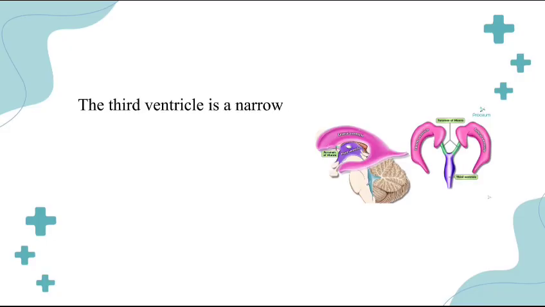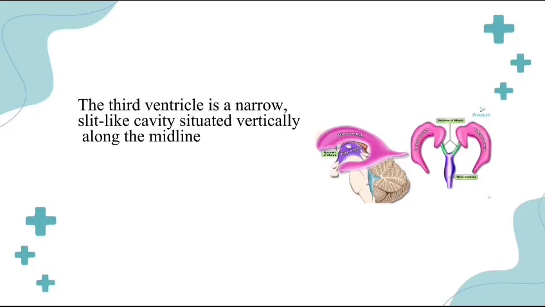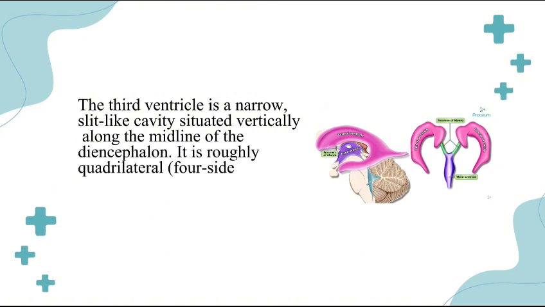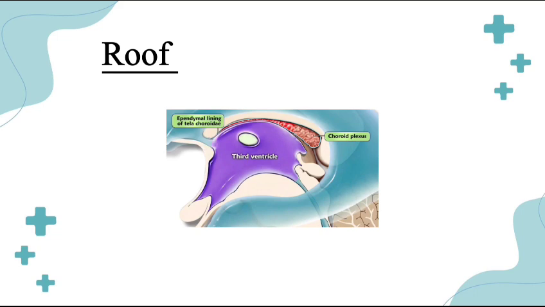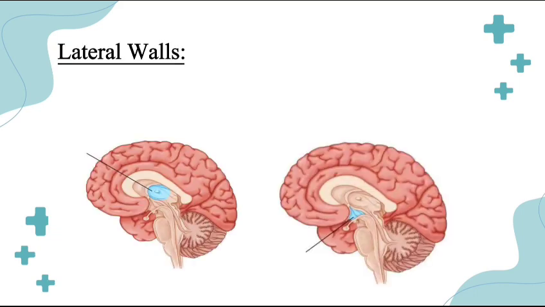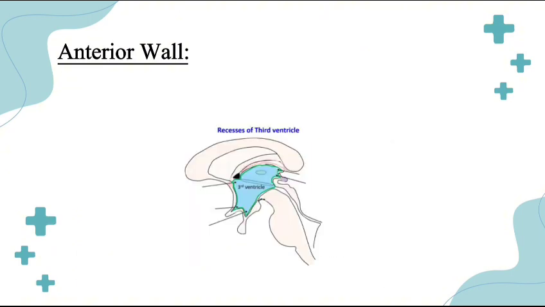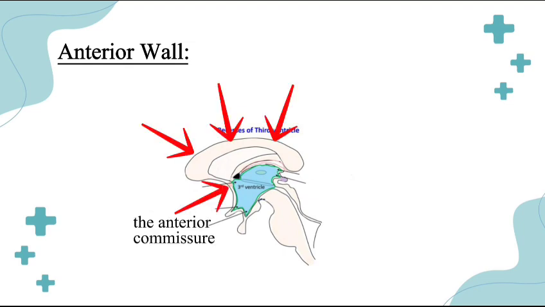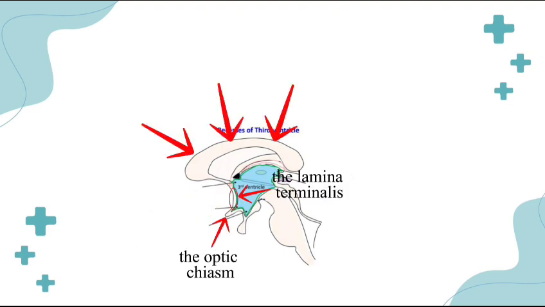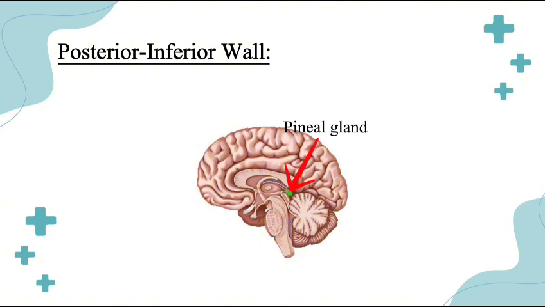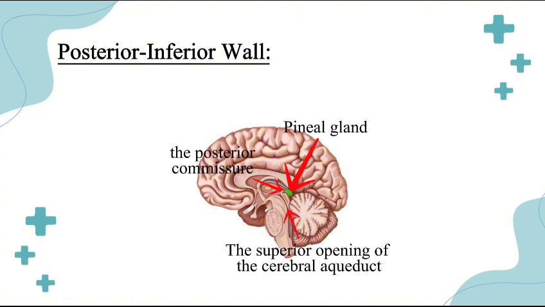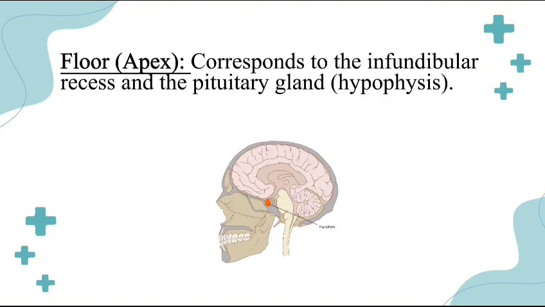The third ventricle is a narrow, slit-like cavity situated vertically along the midline of the diencephalon. It is roughly quadrilateral in shape with a roof and a floor. Roof, formed by the tela choroidea and choroid plexus. Lateral walls, each one is divided by the hypothalamic sulcus into 2 parts, the thalamus and the hypothalamus. Anterior wall, formed by the columns of the fornix, the anterior commissure, the lamina terminalis, and the optic chiasm. Posterior inferior wall includes the pineal gland, the posterior commissure, and the superior opening of the cerebral aqueduct. Floor corresponds to the infundibular recess and pituitary gland.